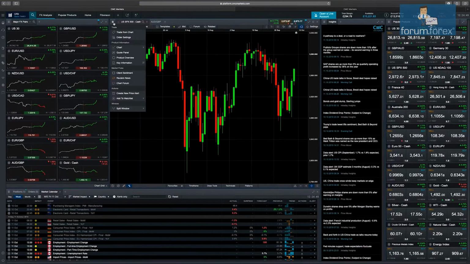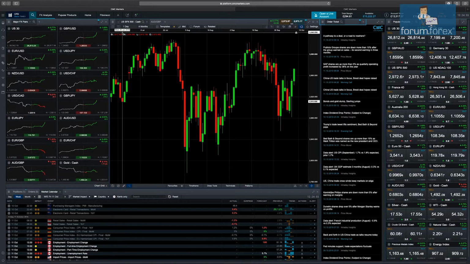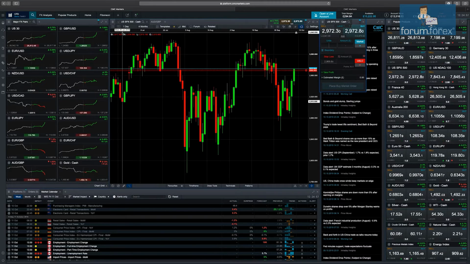So let's have a look at a position on the SPX 500. So if we were going to place a trade on this particular product, if we bring up the order ticket, you'll notice that there's a number of tools available to you within that ticket. Firstly, we need to decide how much we want to place. So let's just start off small and we'll do a trade of 1 unit on the SPX 500.